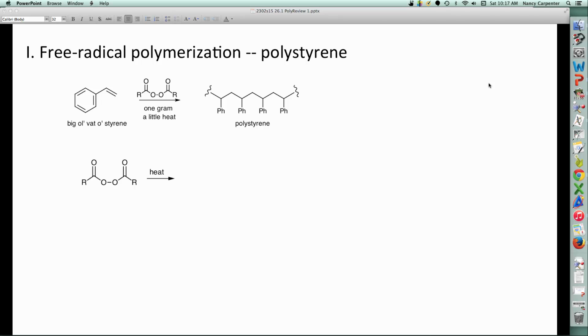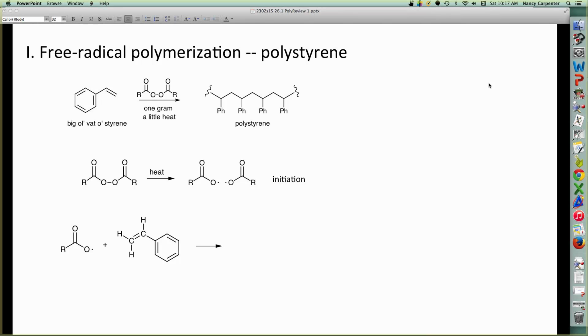Well, naturally, if we're going to take something as fragile as a peroxide and we're going to heat it up, we are going to homolytically cleave that oxygen-oxygen bond to give us two radicals in an initiation step. What is that radical initiator going to do? It's going to look around for something to react with, and of course there's tons and tons of styrene around. So it will add to the double bond.